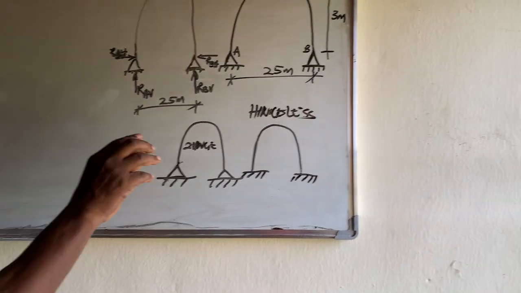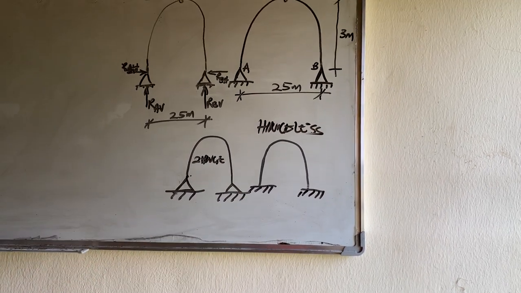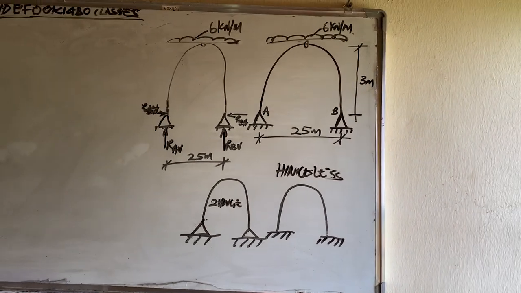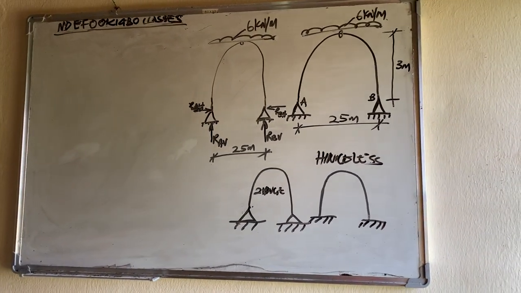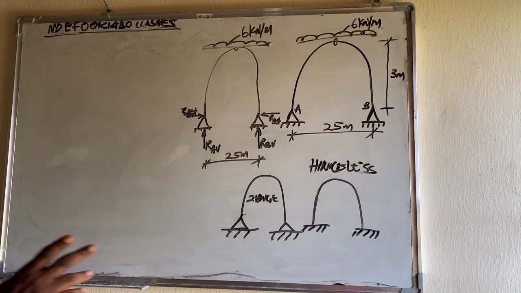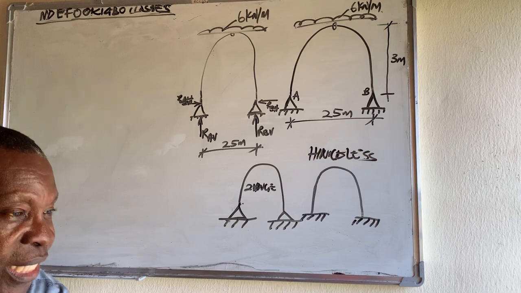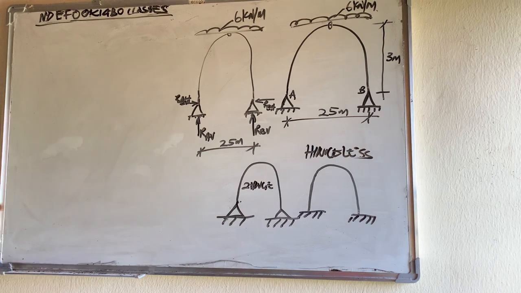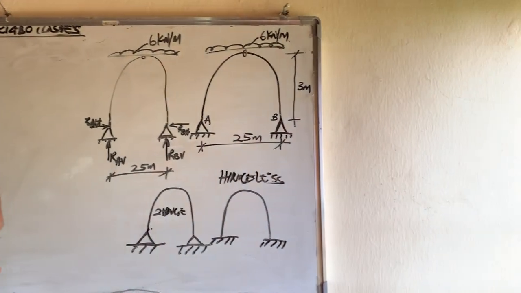While with two hinge arches, these two supports are the only hinges. Two hinge arches are indeterminate to 1 degree, while hingeless arches are indeterminate to 3 degrees. We are not going to deal with them now because we have not started dealing with indeterminate structures. We are going to deal with them when we are dealing with indeterminate structures.